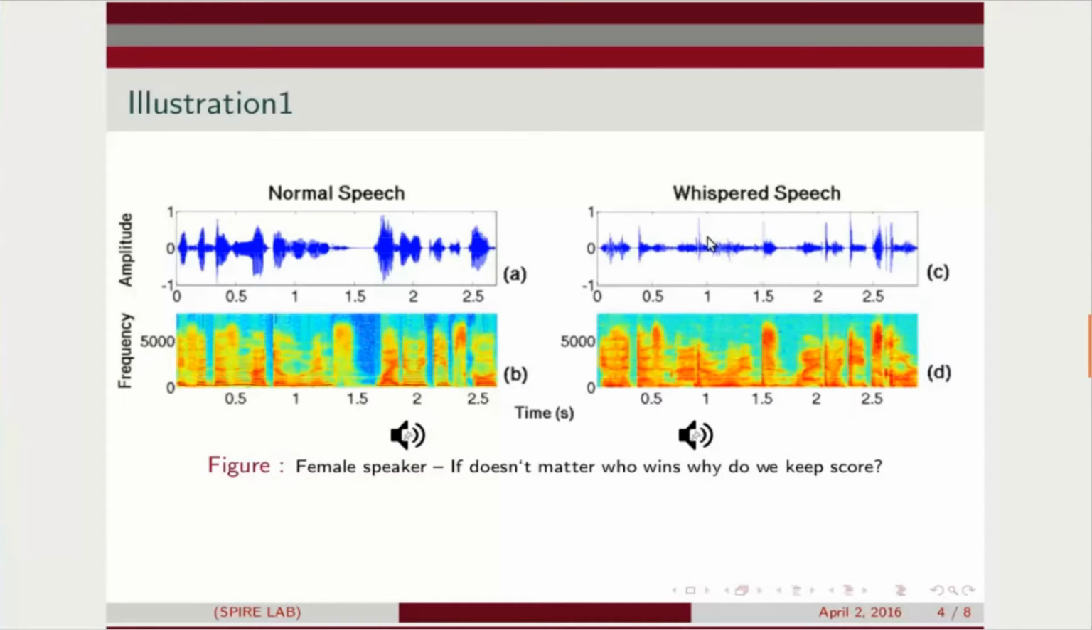The graph or the plot you see in blue is the speech waveform for normal speech and for whispered speech. Below the plots, you can see what is called the spectrogram. The spectrogram shows the spectrum of the speech with time. Let's now hear it.